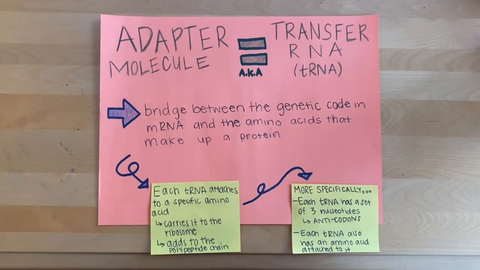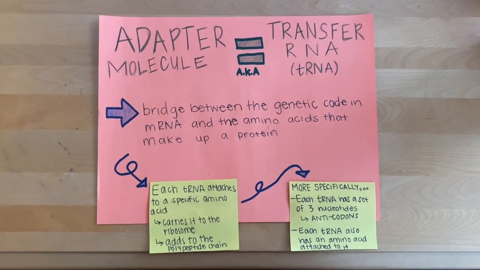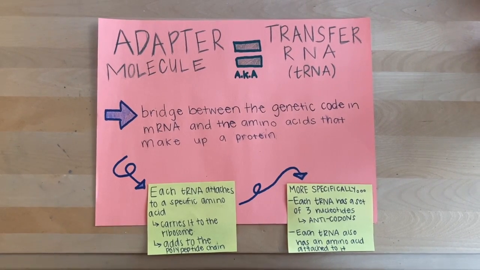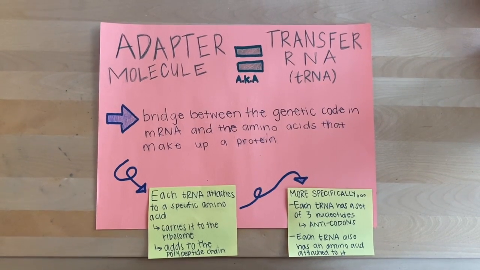Each tRNA has 3 nucleotides known as an anticodon, which allows it to bind to specific mRNA codons. The tRNA also has an amino acid attached to it, which is the same one that is encoded for by the codons to which the tRNA binds.